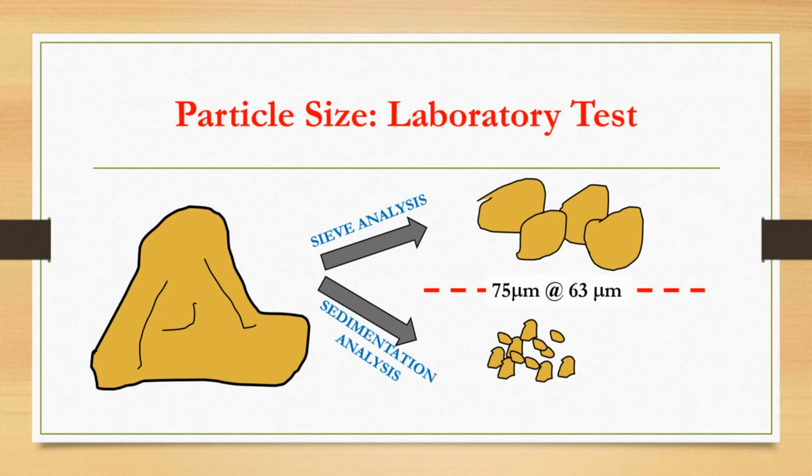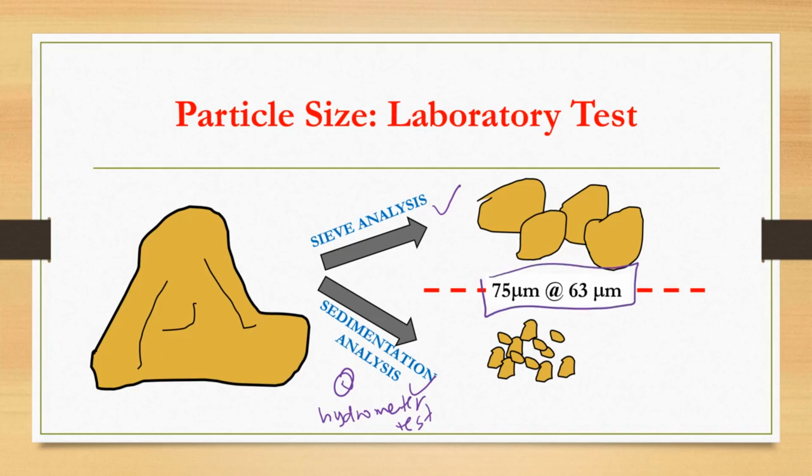In classification of the soil sample, there are two tests associated with particle size that need to be conducted. We have sieve analysis and we also have sedimentation analysis. Sedimentation analysis is also known as the hydrometer test. So this is the boundary.